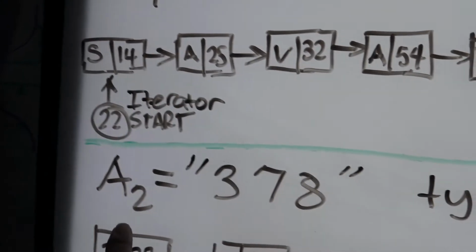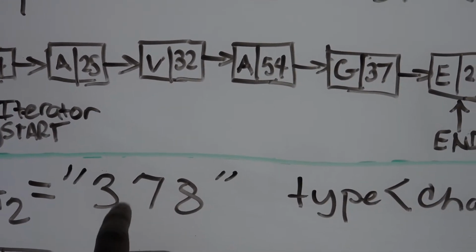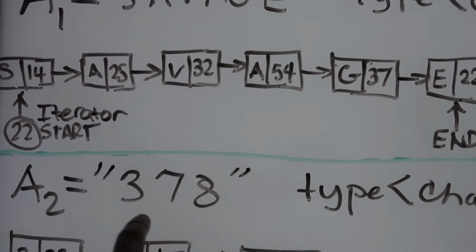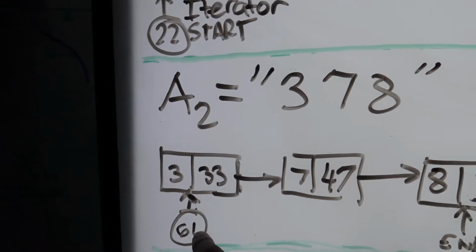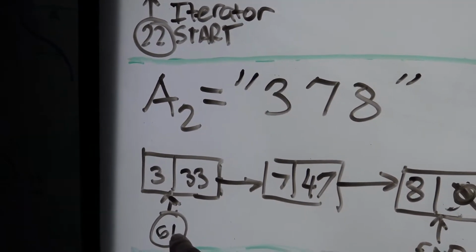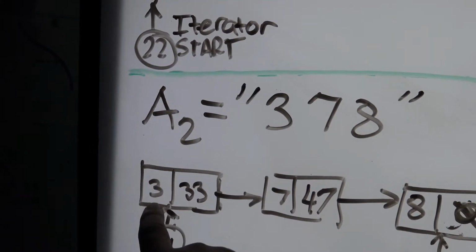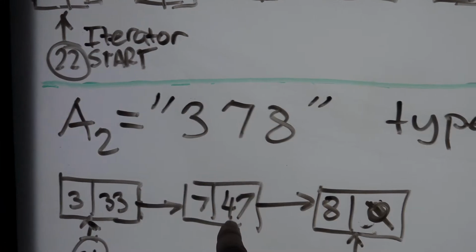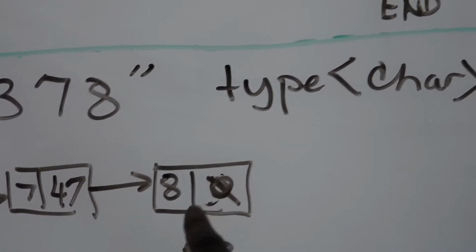So let's go to the A2, which is holding a value 3, a 7, and an 8. This is just characters, 3, 7, 8. This is not the number 378, so you can't add to it and get 379. So the iterator is going to start off with the 61 location. That's going to have the 3. When we get to the 3, it's going to point to 33. And when we get to the 7, it's going to point to 47. When we get to the 8, it's going to point to null. This is the symbol for null. Null just means nothing.